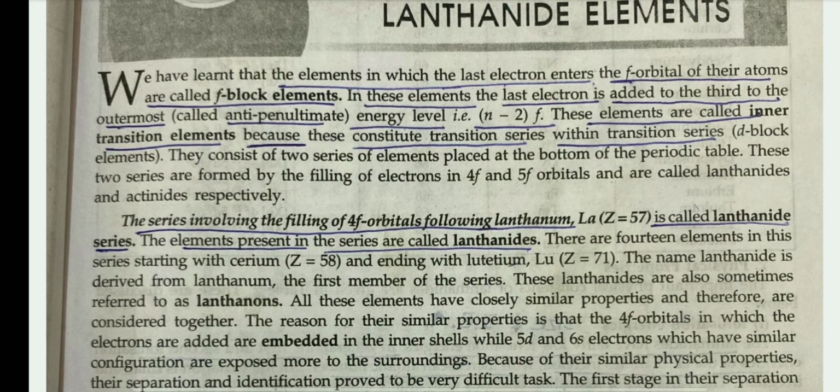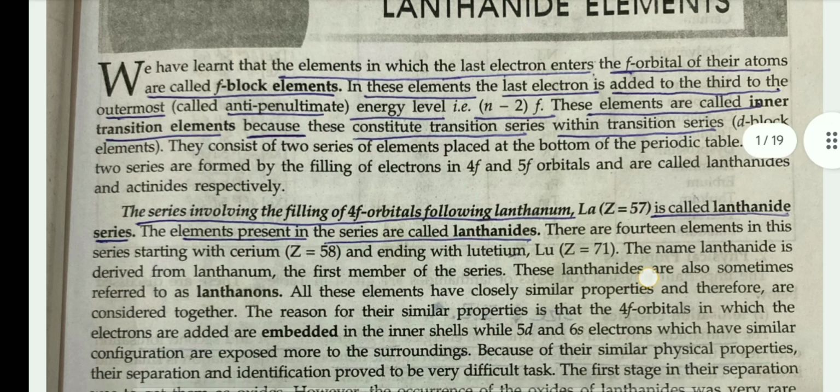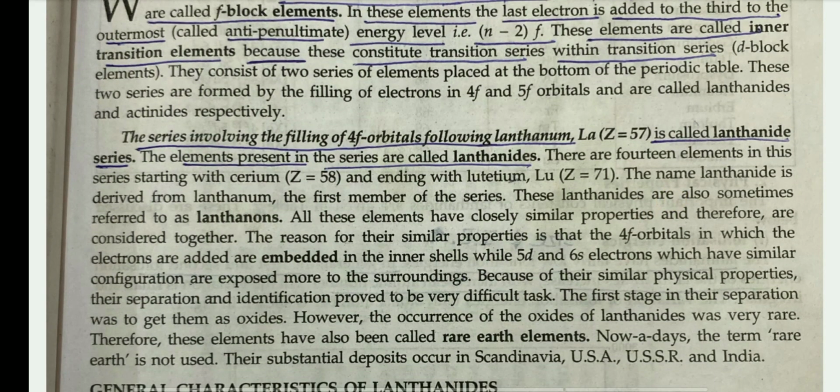They consist of two series of elements placed at the bottom of the periodic table. These two series are formed by the filling of electrons in 4f and 5f orbitals and are called lanthanoids and actinoids respectively. The series involving the filling of 4f orbitals following lanthanum, La, Z equal to 57, is called lanthanoid series. The elements present in the series are called lanthanoids. These are 14 elements, in which the series starts with cerium, Z equal to 58, and ends with lutetium, Lu, Z equal to 71.